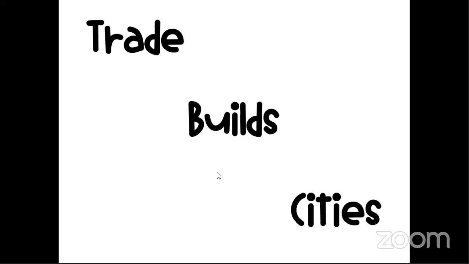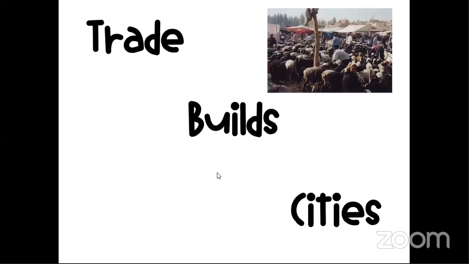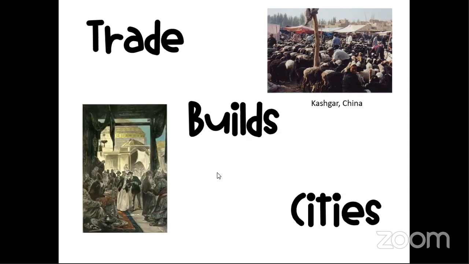There's two major examples of trade building cities along the Silk Roads. This is an example in China of a city called Kashgar. And down here we have a city we just read about, Samarkand in Central Asia, a result of trade on the Silk Roads.